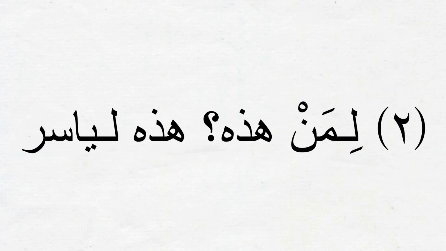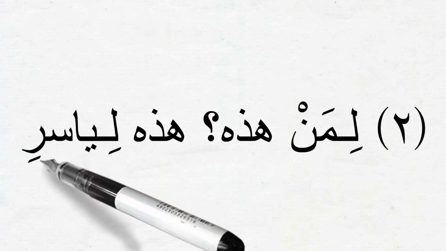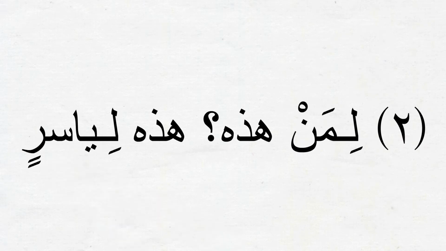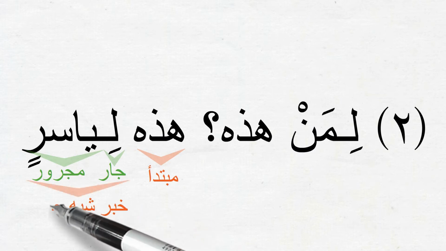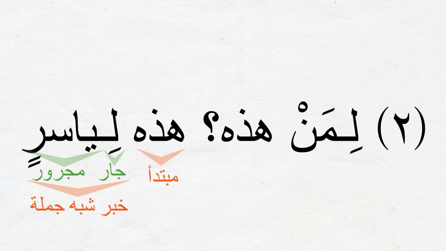Number 2. لمن هذه؟ هذه لياسر. Whose is this? This belongs to Yasir. In the response, هذه is the مبتدا and li is حرف jar and ياسر is the ism majroor. And this jar majroor phrase is coming as the خبر شبه جملة of the sentence.